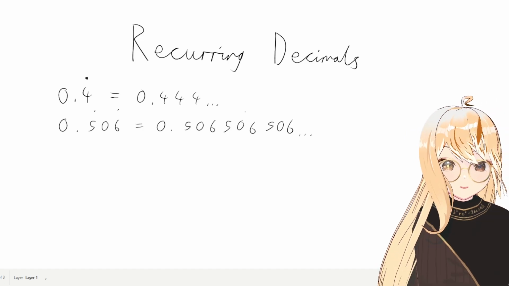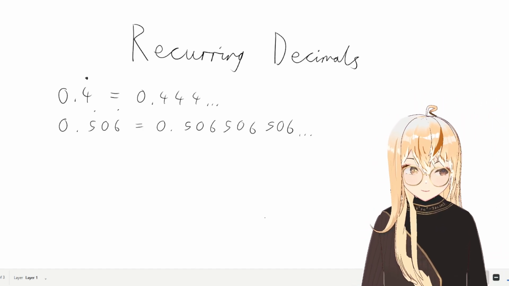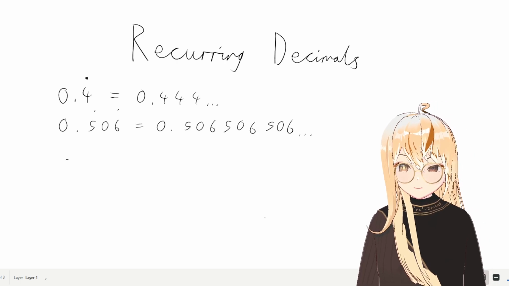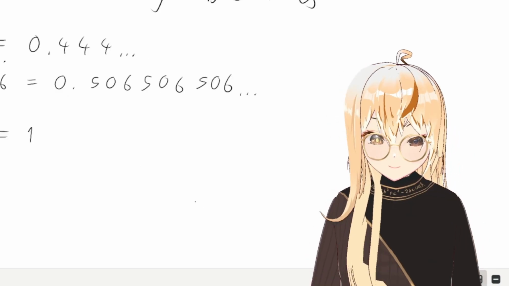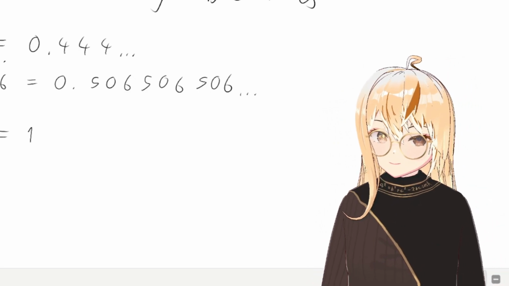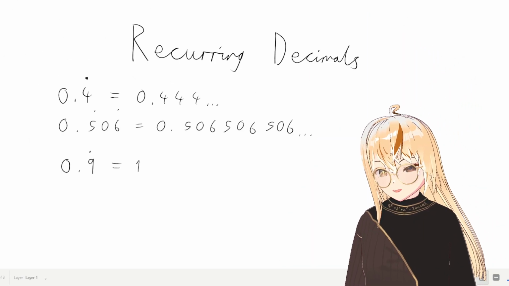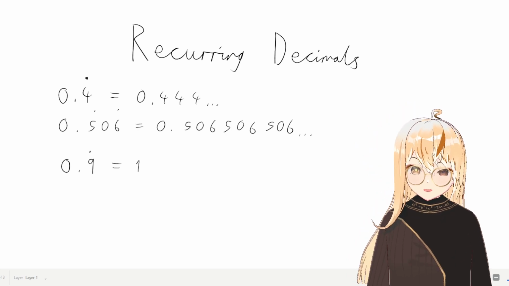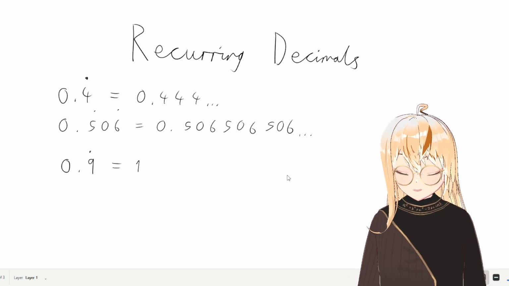Now, that's pretty much all you need to know, but what we can say with this is that 0.9 recurring is actually equal to 1. And now you might think that I'm crazy, maybe, but you might look at this and say, wait, Renela, those are two entirely different numbers. How are they the same thing? Well, let me show you.